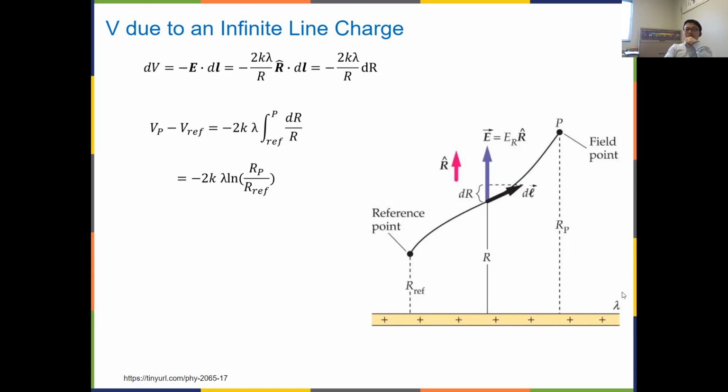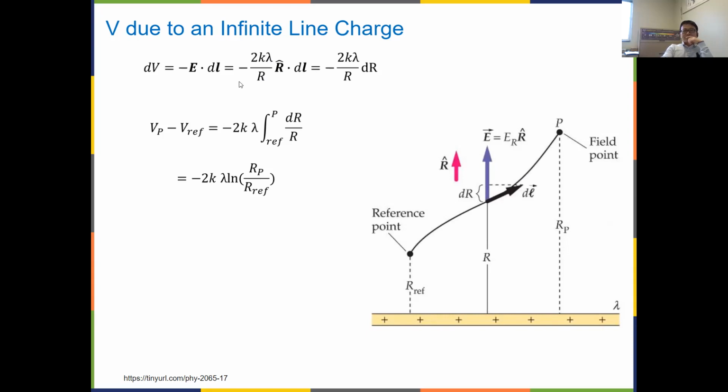What if this is an infinite line charge, and we start from a reference point here and end at our point of interest P? In this case, you'll be doing what we did earlier, integrating minus E dot dL through this path. This could be any path. Because we know from Gauss's law how to calculate the infinite line charge distribution, its electric field is 2kλ over r, where r is the distance from the line.